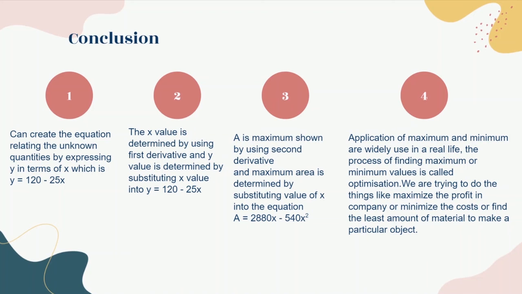The last one, we can conclude that the applications of maximum and minimum are widely used in real life. The process of finding maximum or minimum values is called optimization. So we are trying to do things like maximize the profit in a company, or minimize the cost, or find the least amount of material to make a particular object.